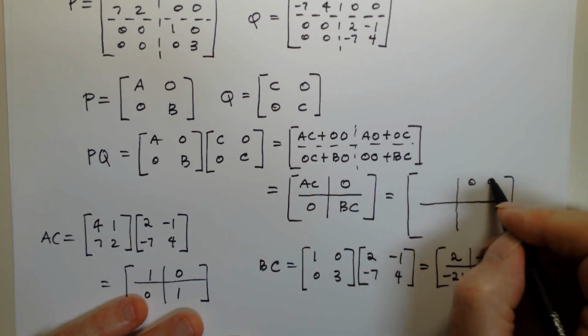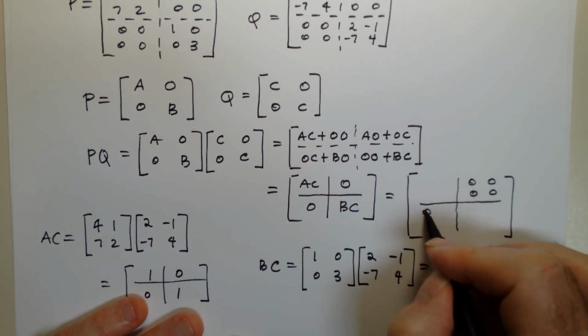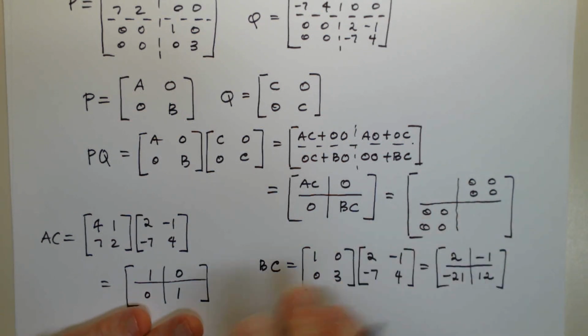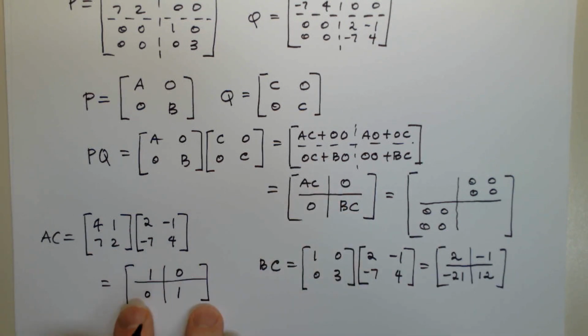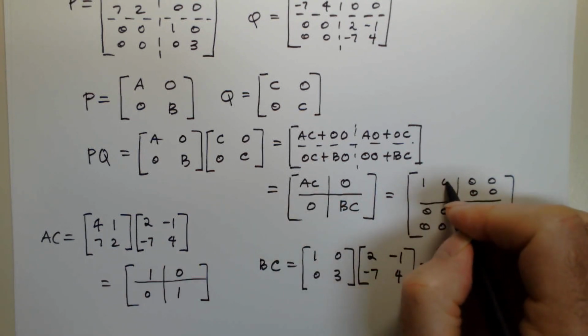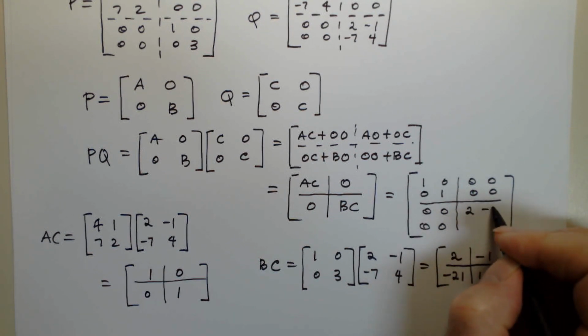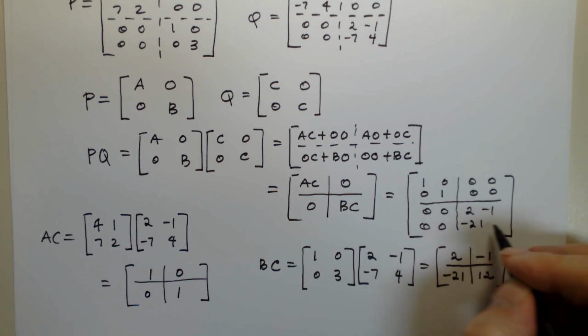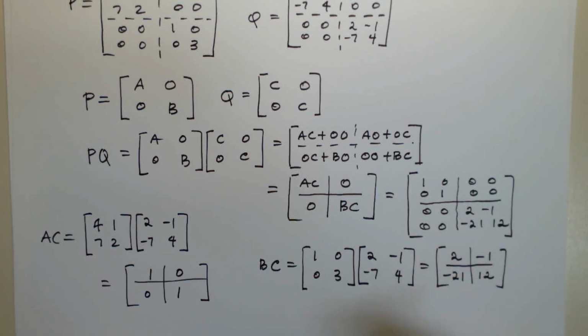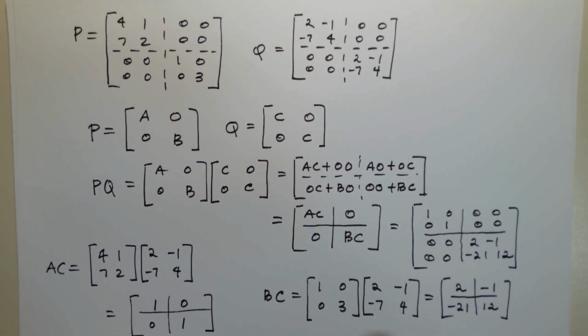So in this quadrant, I'm going to have all zeros. In this quadrant, all zeros. This is the result of the a times c multiplication. And this is the result of the b times c multiplication. And that's how we could carry out this multiplication using this idea of block matrices.